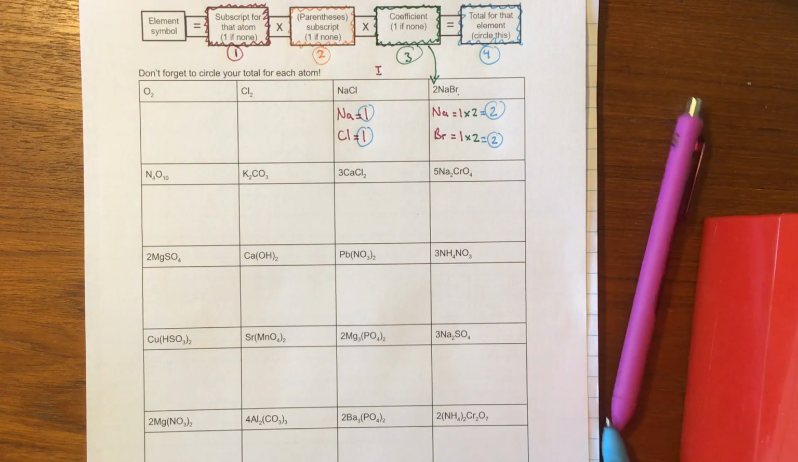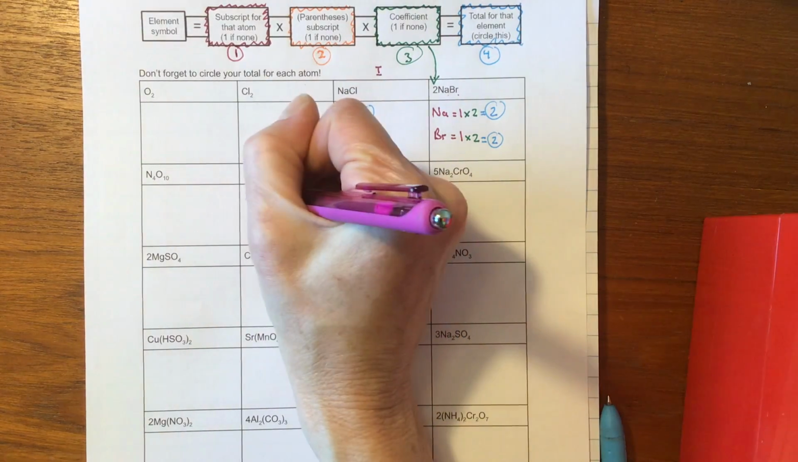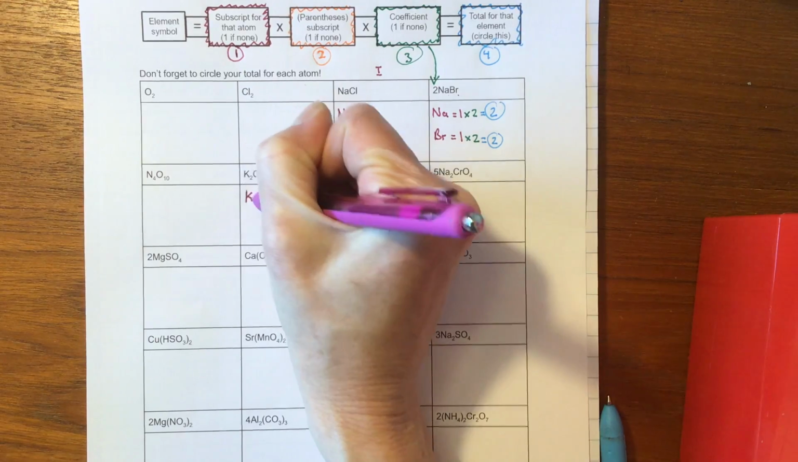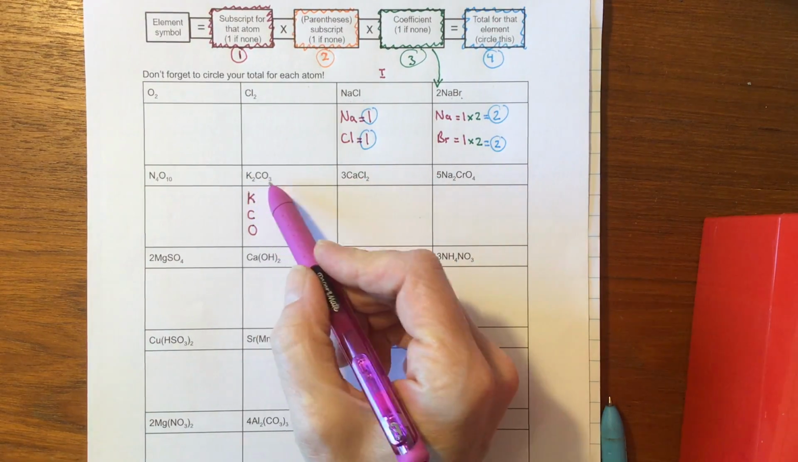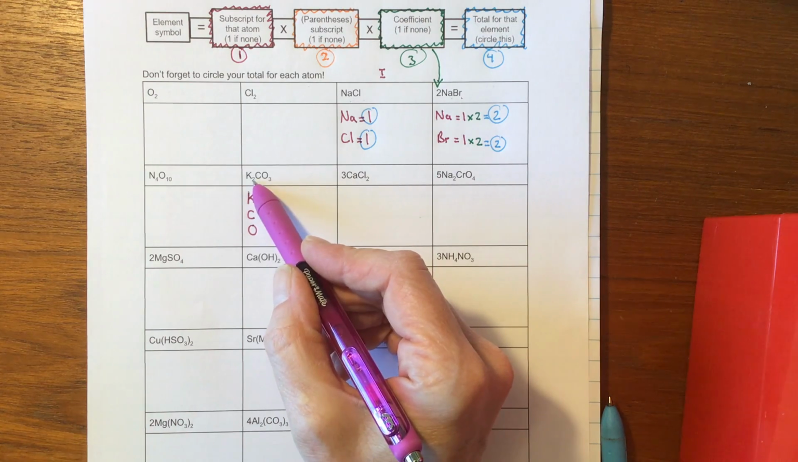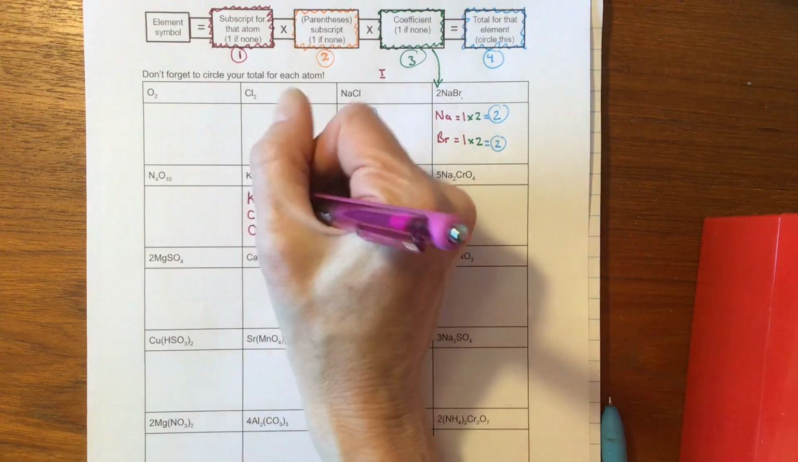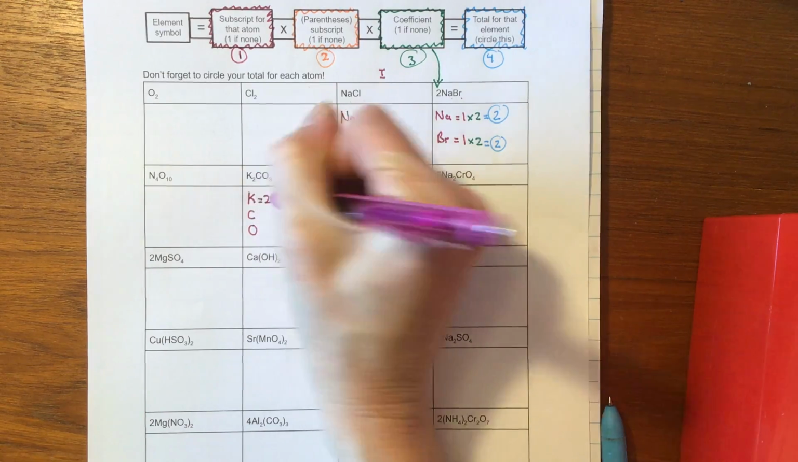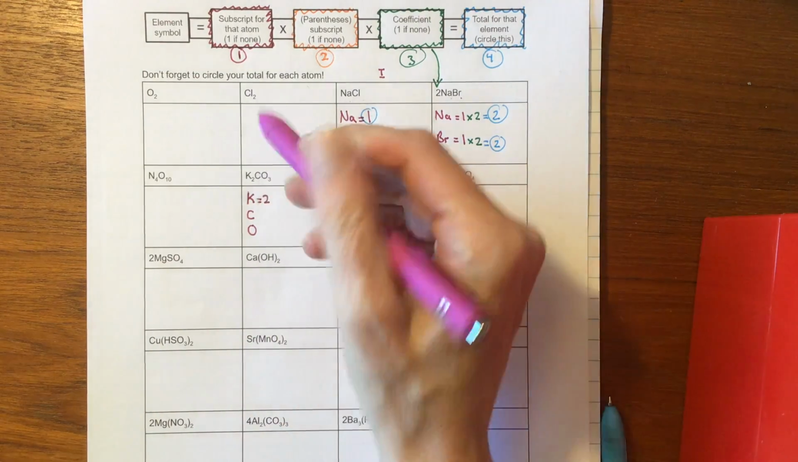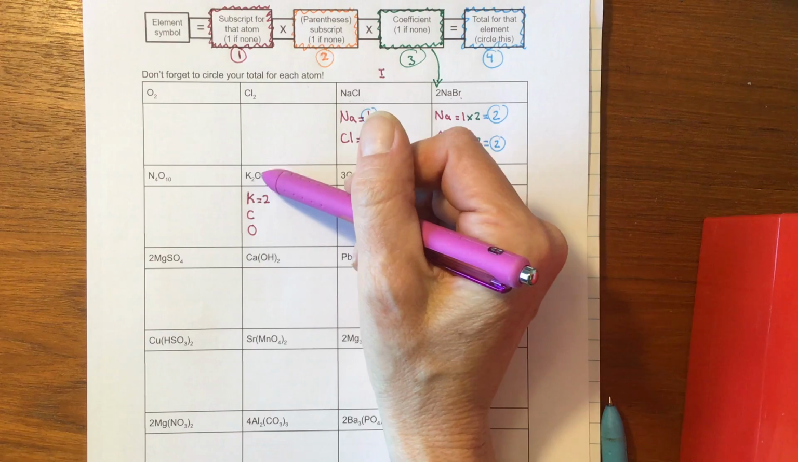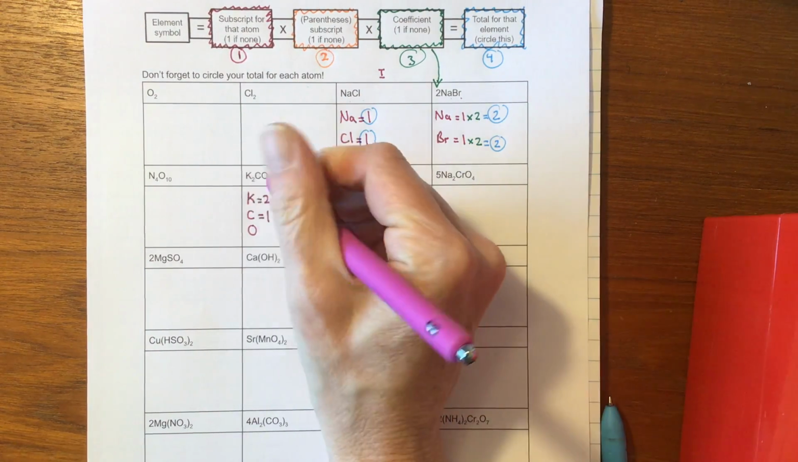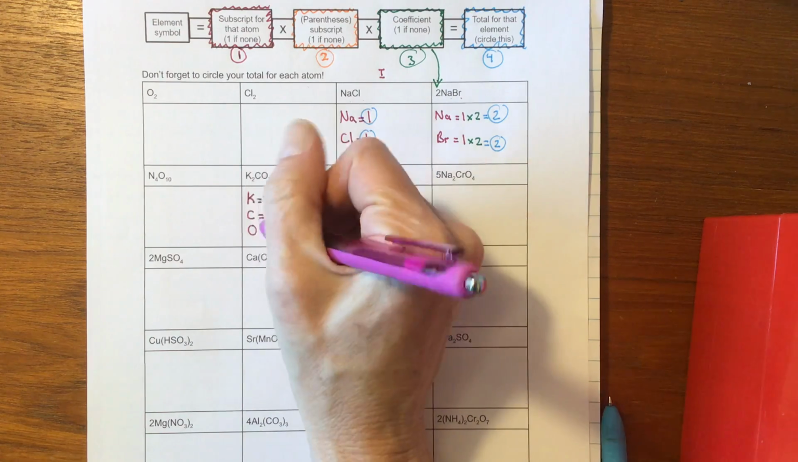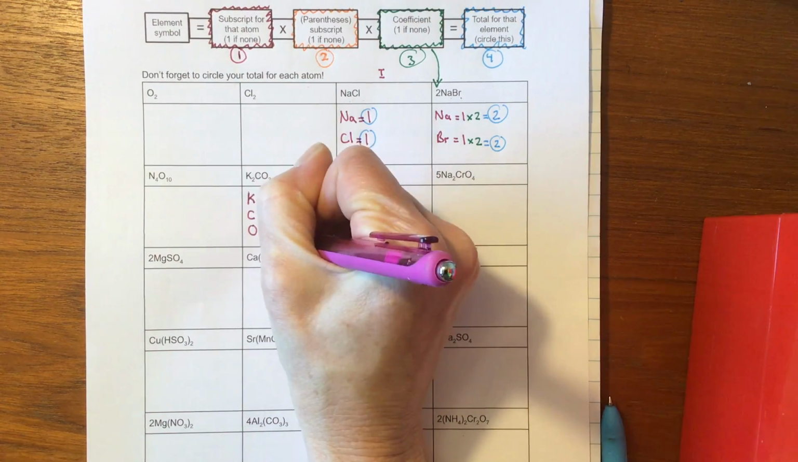K2CO3. This one has 3 elements in it. I'm going to list the elements. First step, K, C, and O. Set them equal to their individual subscripts. Now we have subscripts that are not 1. K has a subscript of 2. I'll set that equal to 2. C, or carbon, has no subscript. That's going to be equal to 1 then. And the 3 comes after oxygen. That's going to be equal to 3.